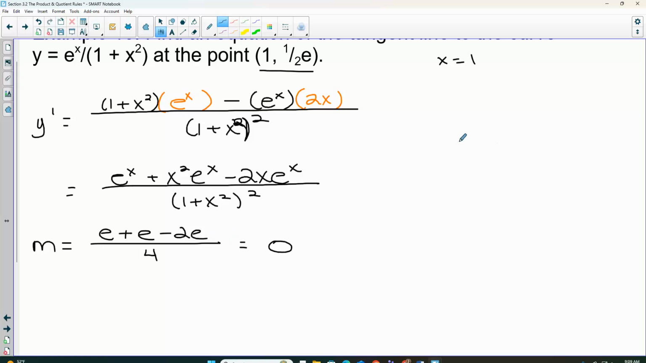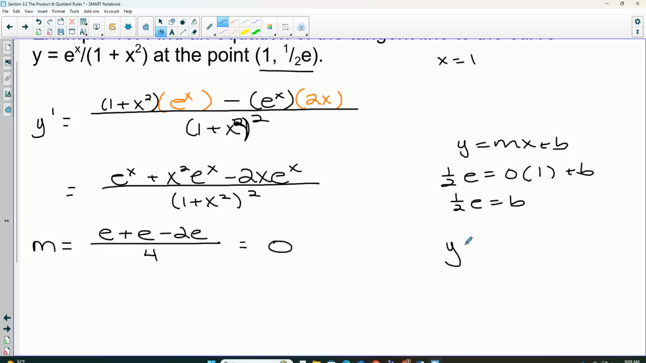So if you think y equals mx plus b, our y was 1/2 e, slope is 0, x is 1 plus b. Our y-intercept is 1/2 e. So our equation, since our slope is 0, that term drops out, so it's just y equals 1/2 e. We have a horizontal line. Since the slope is 0, it's just y equals 1/2 e. What questions do you guys have?